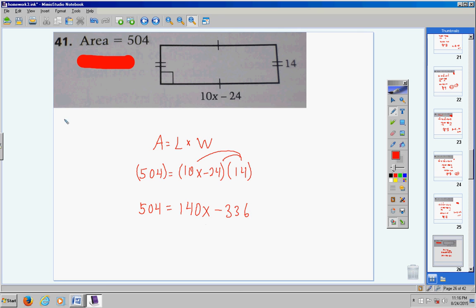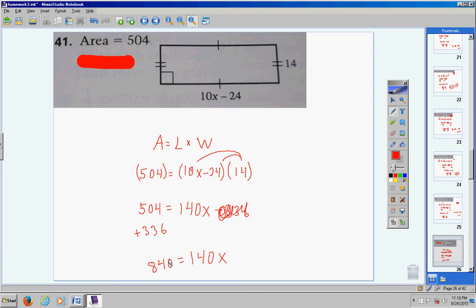Eliminate fractions and decimals. There are none. Next step, simplify. Next step, get your variable terms on one side, constant terms on the other. So bring your negative 336 over, make it a positive 336. So on the right side, we're left with 140x. On the left side, we're left with 840.